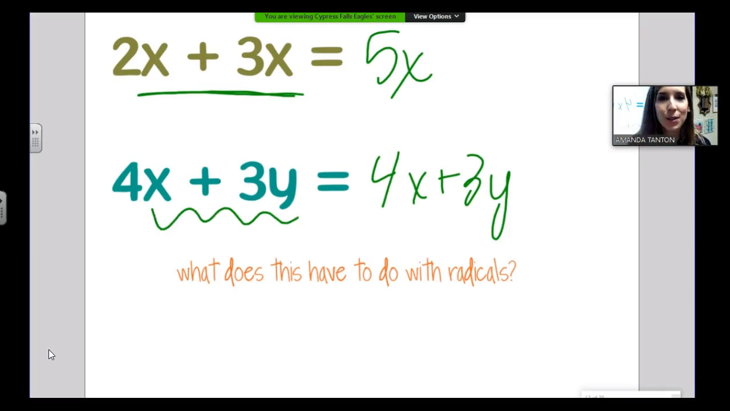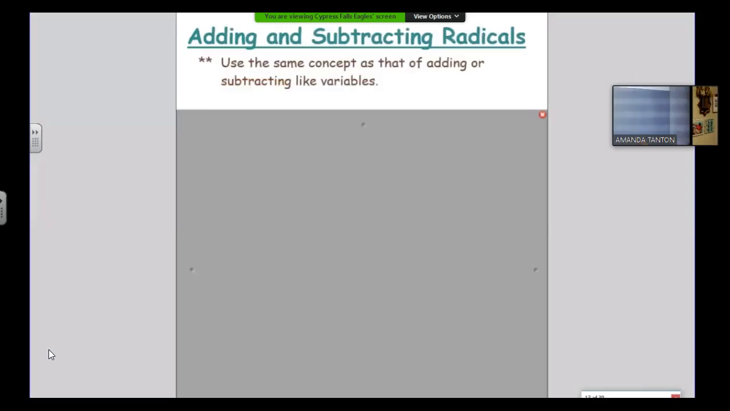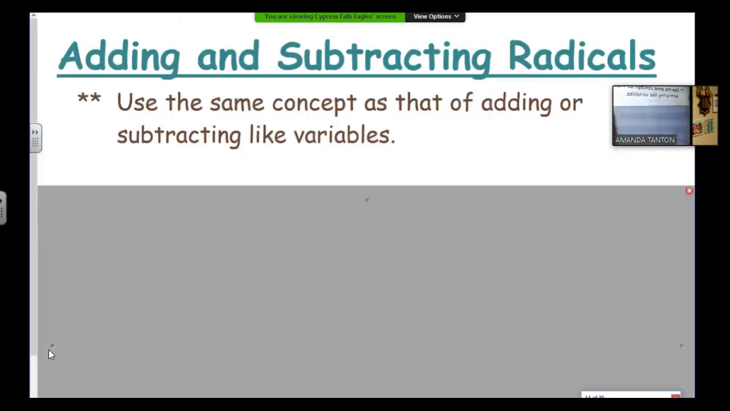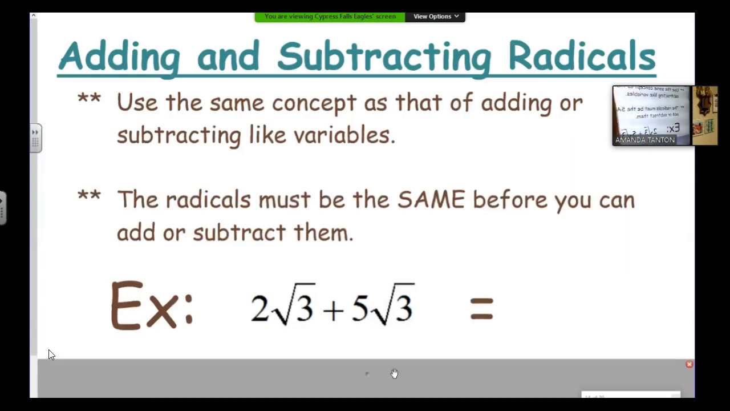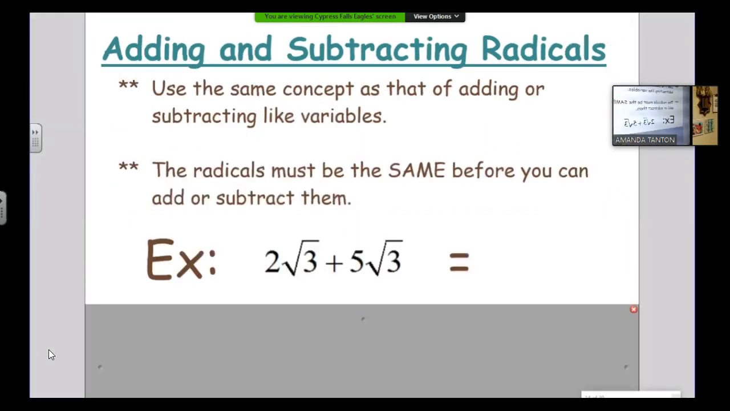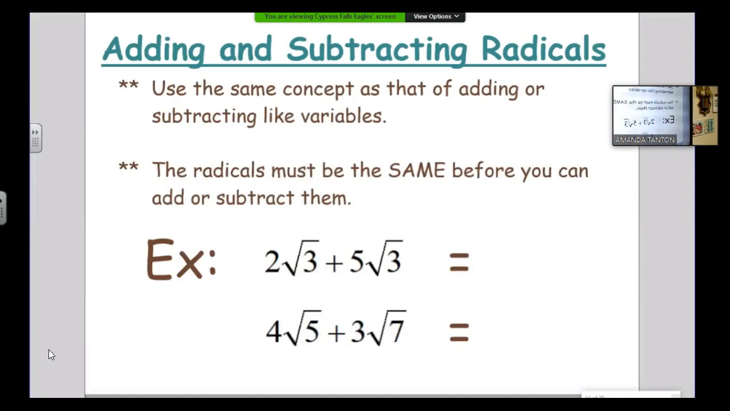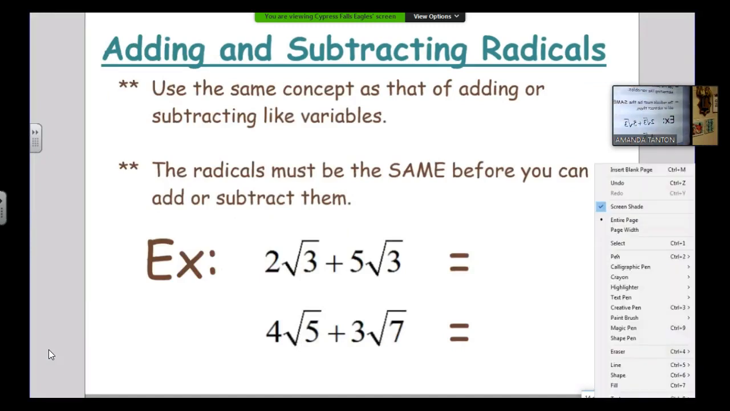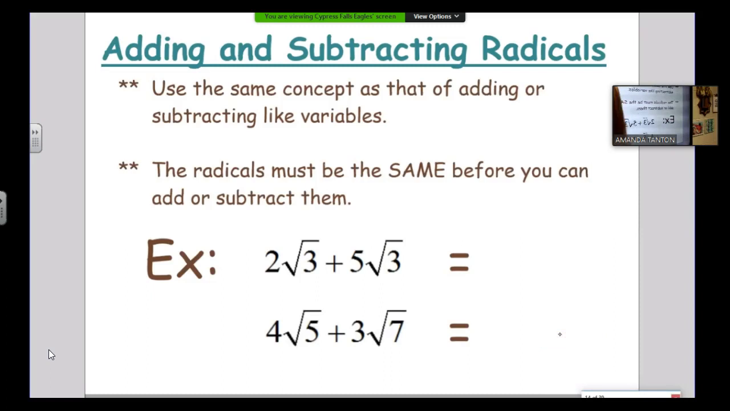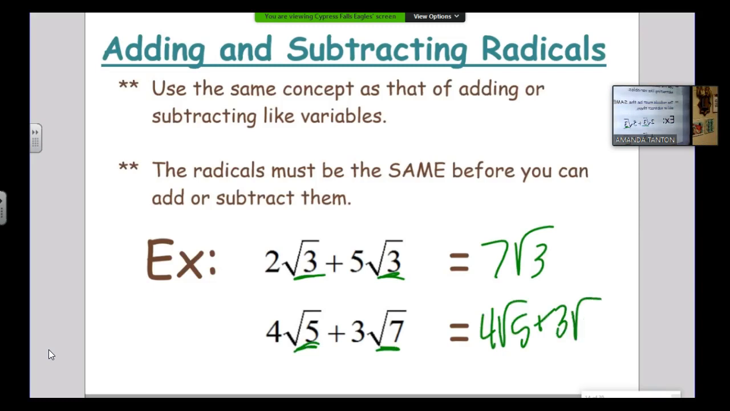Even though radicals are not variables, we can treat them like variables. So, the radicals must be the same before we can add or subtract them. So looking at these, exact same thing I just showed you. These are like terms, so we're allowed to add them together. These are not like terms. So our answer is just the rewriting of the problem.